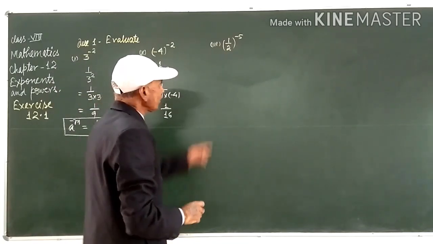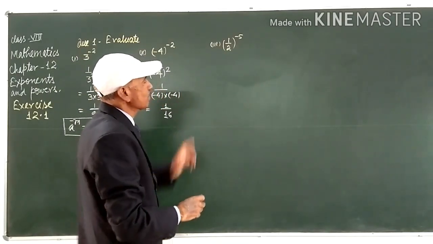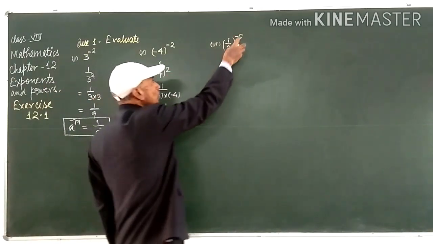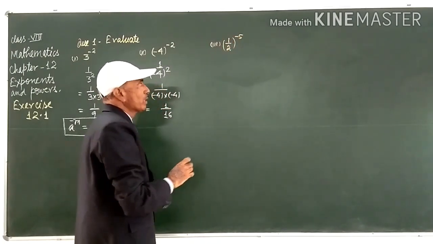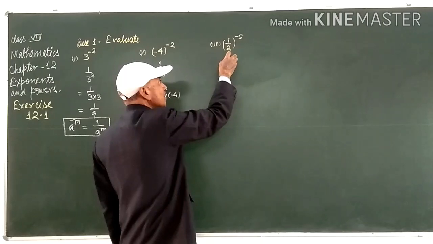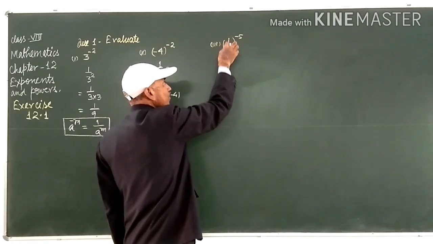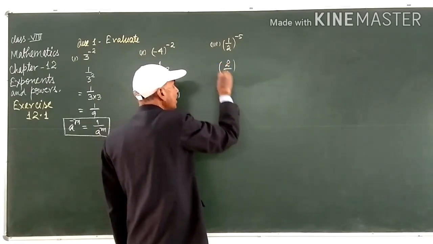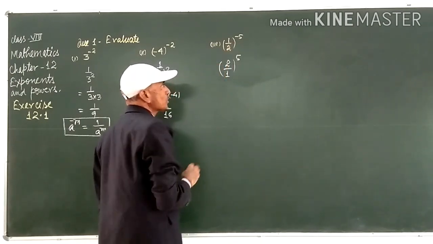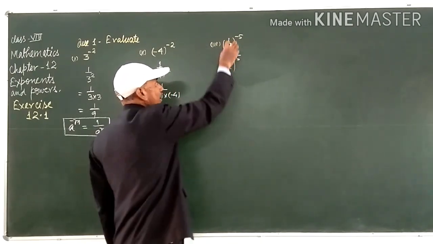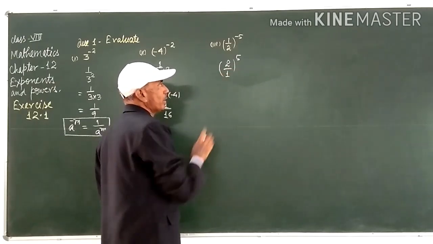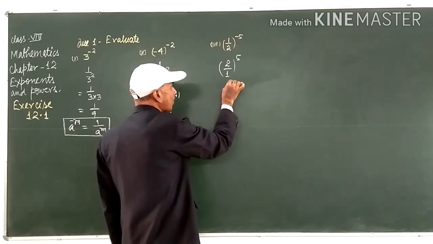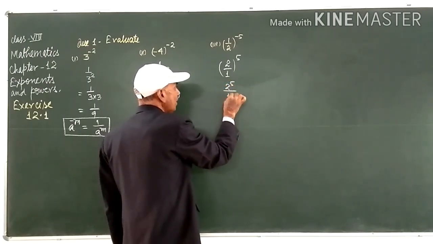Now this one, 1 by 2 to the power minus 5. In this question also it is a negative exponent, students. So we have to change this into a positive exponent. So write the multiplicative inverse of 1 by 2, that will be 2 by 1 to the power 5. The exponent will be positive because we have changed 1 by 2 into 2 by 1. So it will be 2 to the power 5 upon 1 to the power 5.